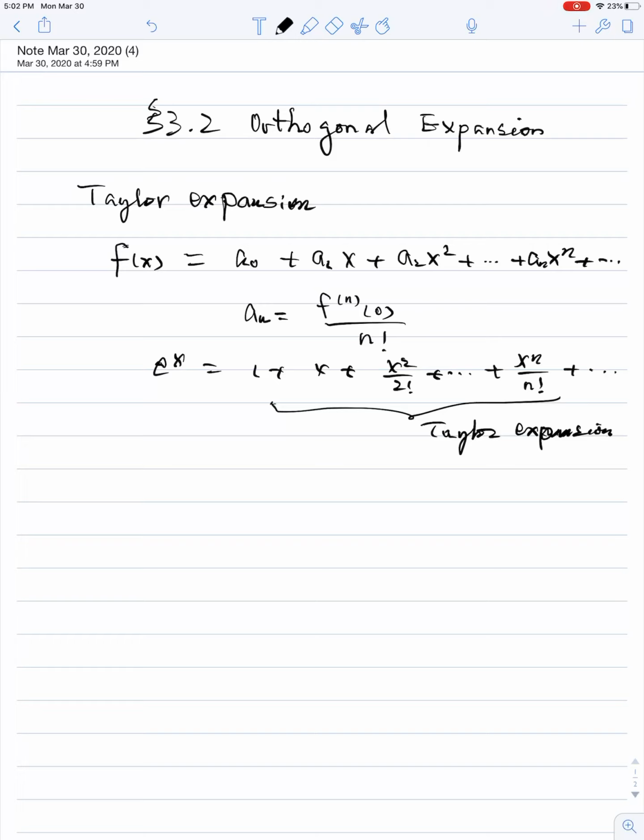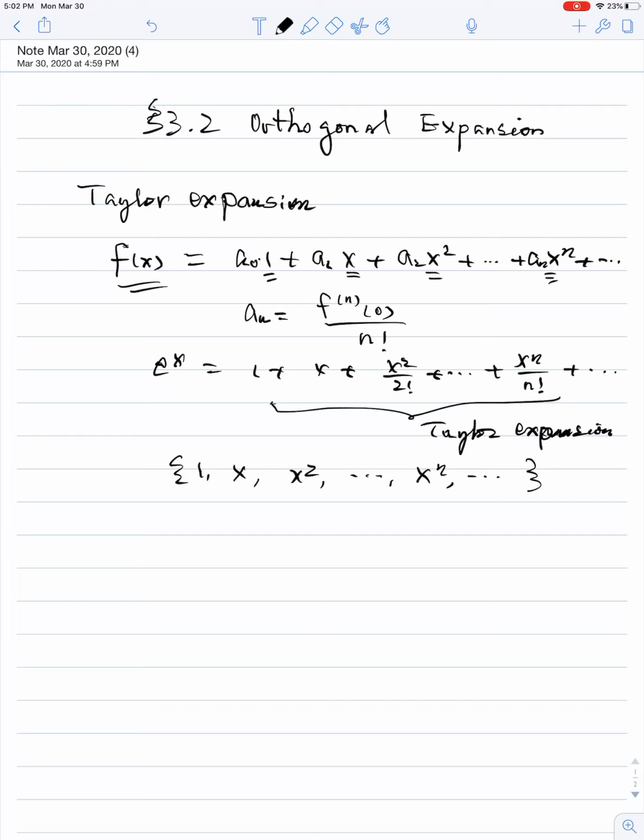Now, the idea of this is that we expand an arbitrary function f(x) using these monomials. This is like 1, x, x squared, and so on. That is, we expand everything as an infinite sum with constant coefficients in terms of this system. So this is the essence of Taylor expansion.